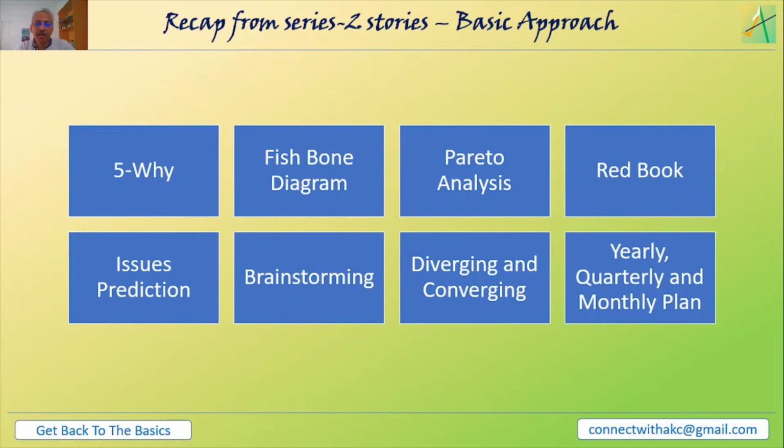The brainstorming as well as diverging and converging, these are the 2 methods which are applied to get people to contribute and come up with solutions of the problem. And finally, again, a simple Excel sheet could be used for coming up with a plan, or you can even use MPP for that, which is your quarterly plan, monthly plan, yearly plan, you break it down and all. So this is what we had talked about and seen, how it was applied in all the cases, as part of series 2, but those stories were in series 1 as well. Okay, now let's move on to what we are expecting in series 3.